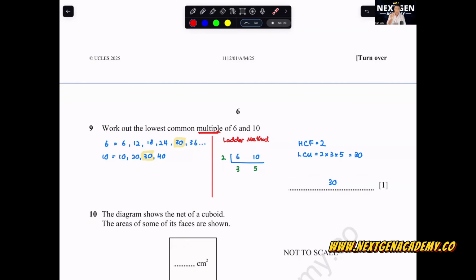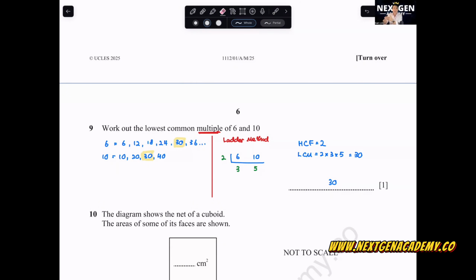But you all still have to understand the definition. Often you get confused about lowest common multiple because you think lowest means you get the lowest number. It doesn't mean that. For lowest common multiple, you are multiplying until you get a common number.